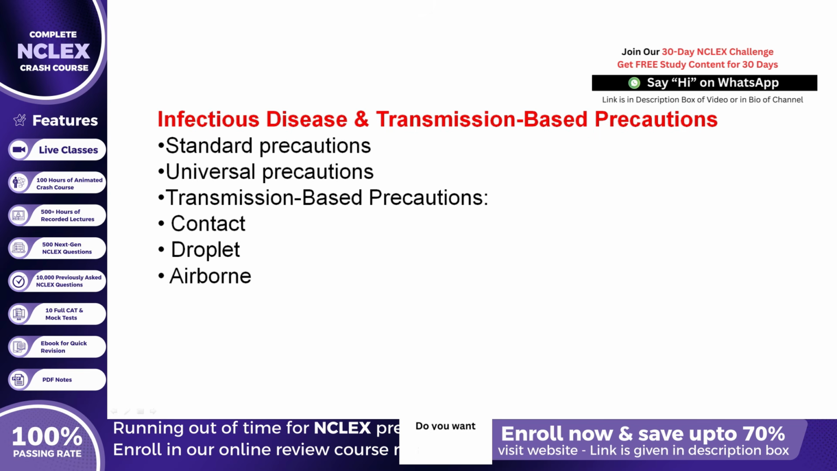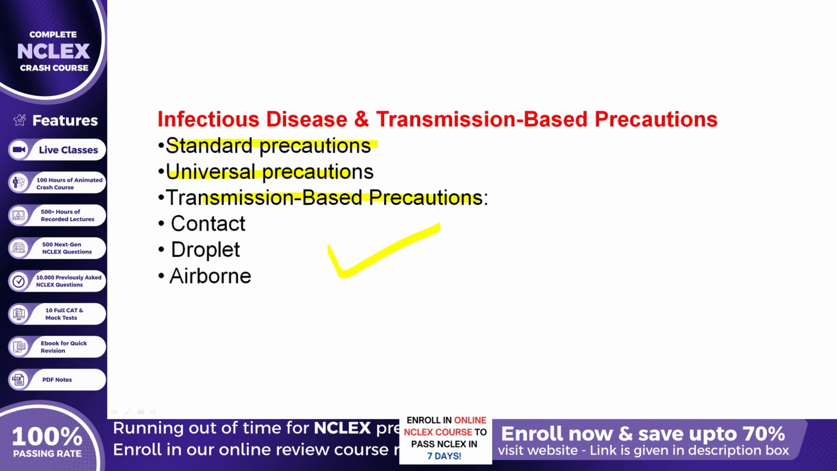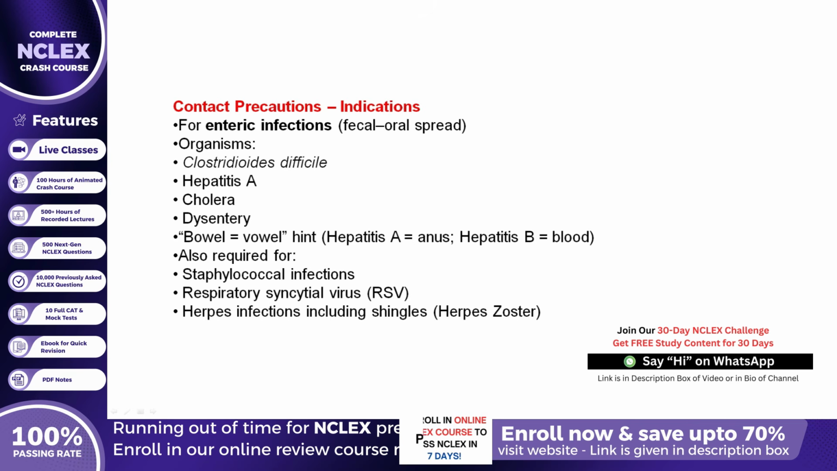Now moving into infectious disease and precautions, we start with the idea that standard precautions form the foundation for all patient care. From there, universal precautions reinforce this baseline level of safety for both the nurse and the patient. Then we introduce transmission-based precautions, which include contact, droplet, and airborne, and these must be applied based on how an infection spreads. Let us look at when contact precautions are indicated: they are required for enteric infections that spread by the fecal-oral route.